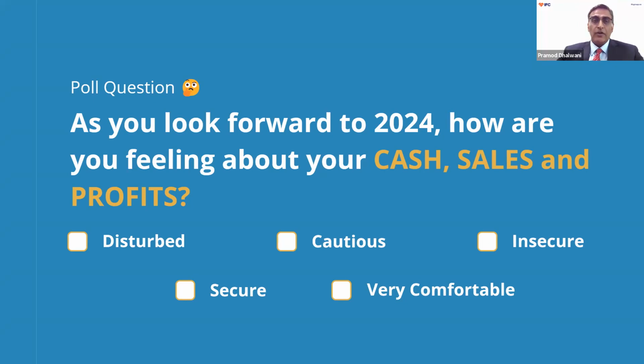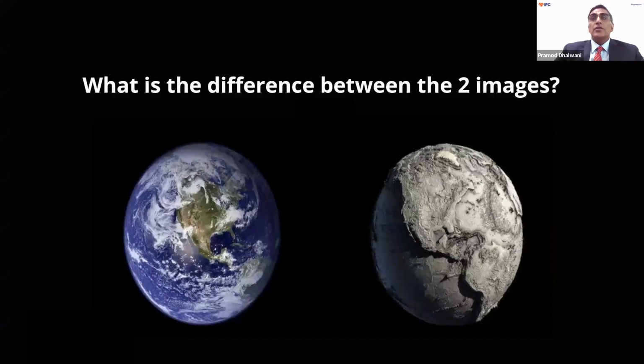And this presentation will give you a lot of tips in terms of wherever you are in the cash flow cycle, wherever you are in the sales cycle or the profit cycle, what to do with it. So the first thing, what is the difference between these two images? I've got two images of the same thing. What is the difference? Right. One is the image of the earth with oxygen, which is on your left-hand side. And on the right-hand side is the image of the earth when it's devoid of all oxygen.